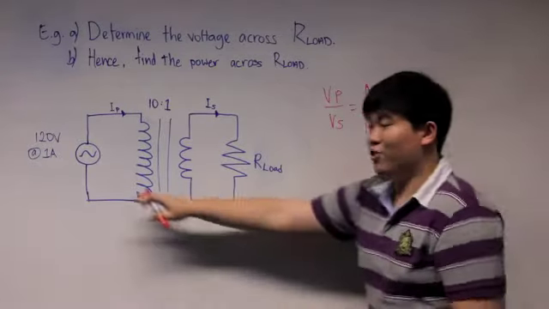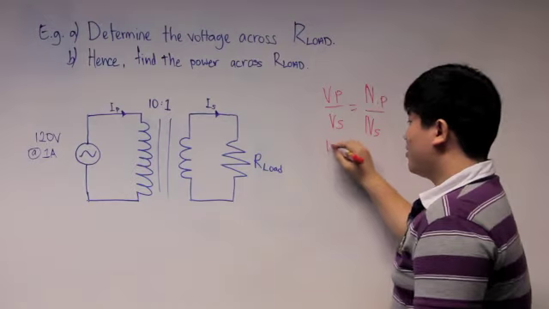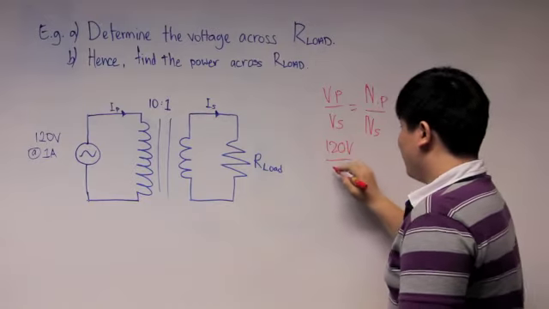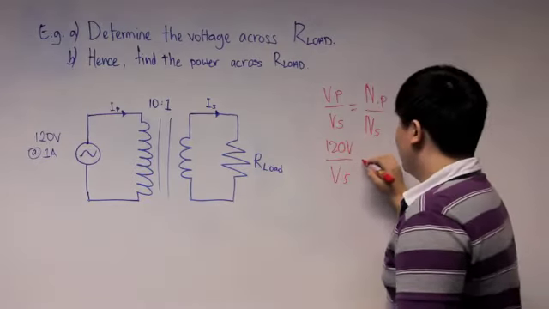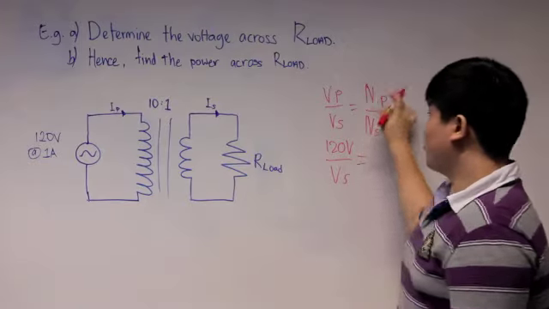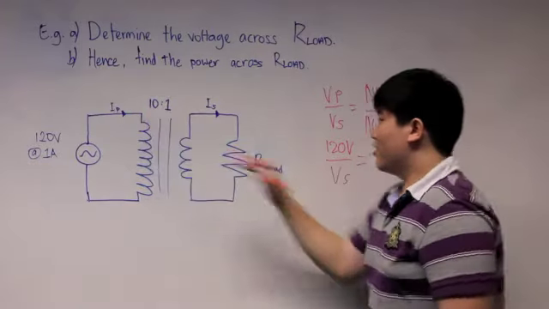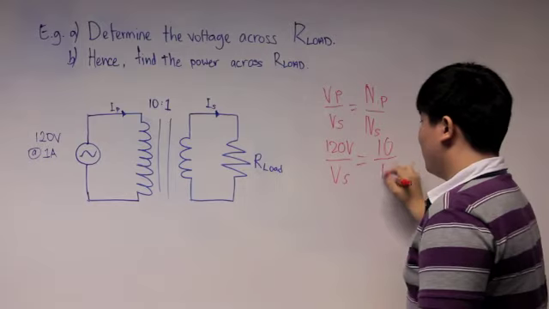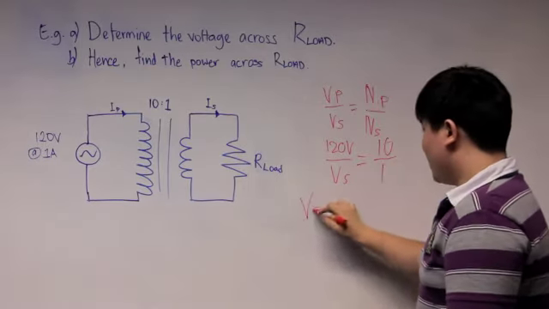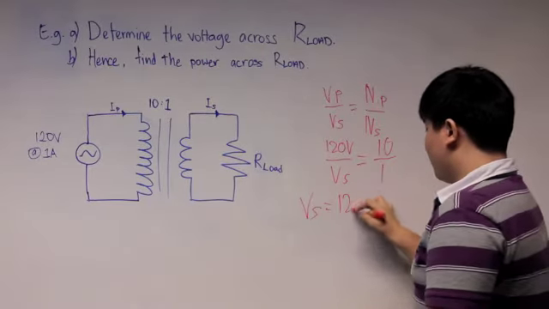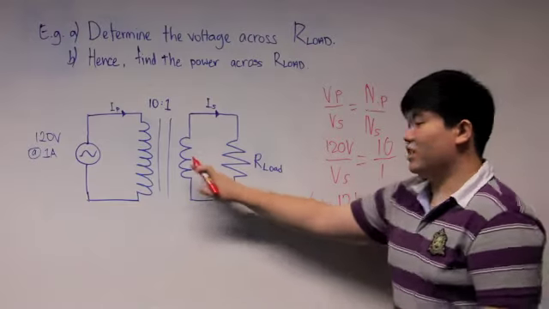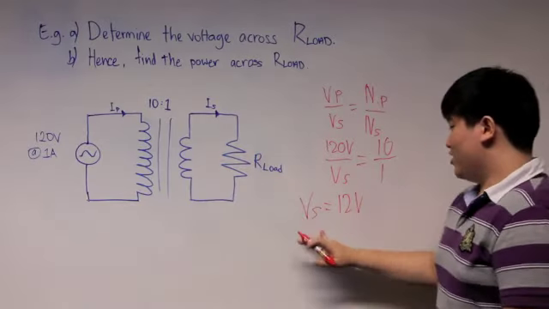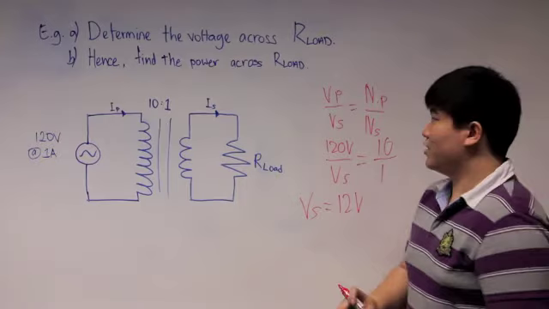By substituting in what we already have here, Vp equals 120 volts, Vs is unknown, equals the number of turns in the primary coil, 10 over 1. By solving, Vs equals 12 volts. Vs here is equal to R load here. Therefore, R load is also 12 volts.